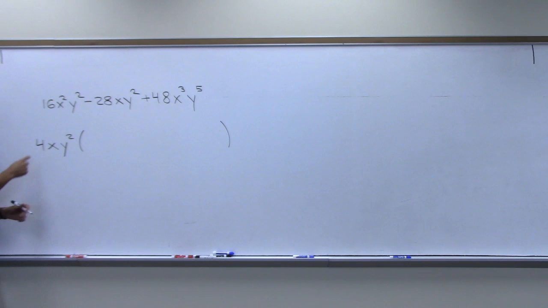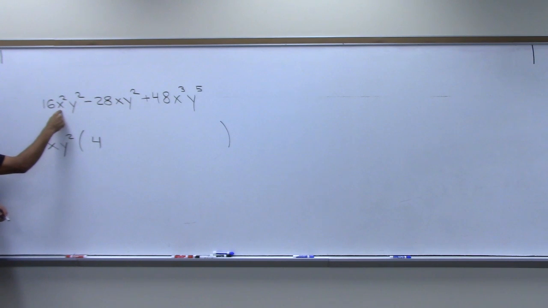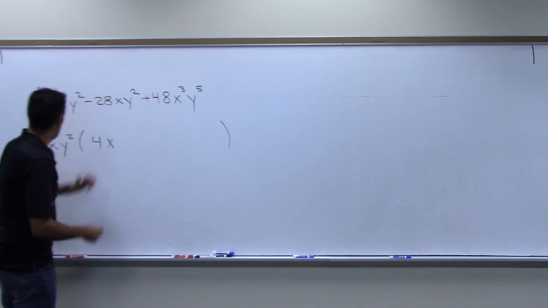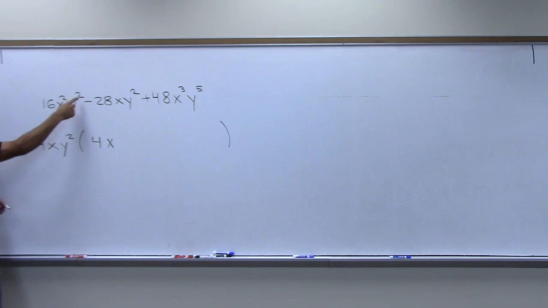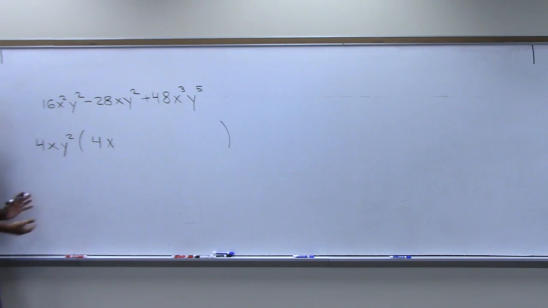So what are you going to have to multiply 4 by to get 16? 4. What are you going to have to multiply x by to get x squared? X. What are you going to have to multiply y squared by to get y squared? Nothing. 1, right? Put a 1 there. It's going to work. You don't need to put the 1 though, right? That's it. That's the first term.